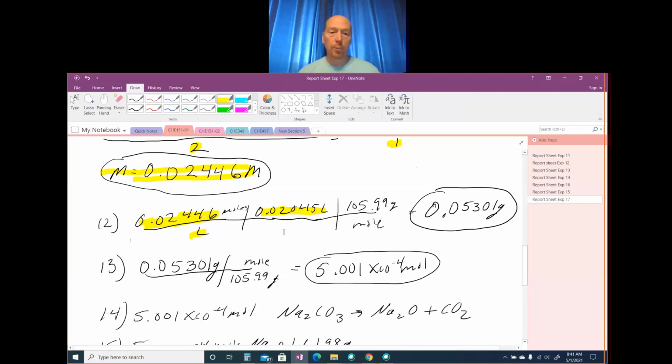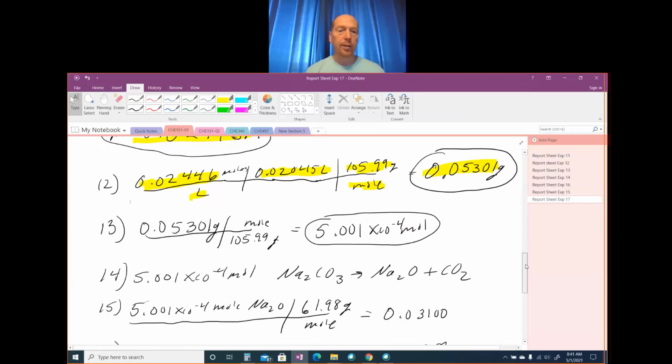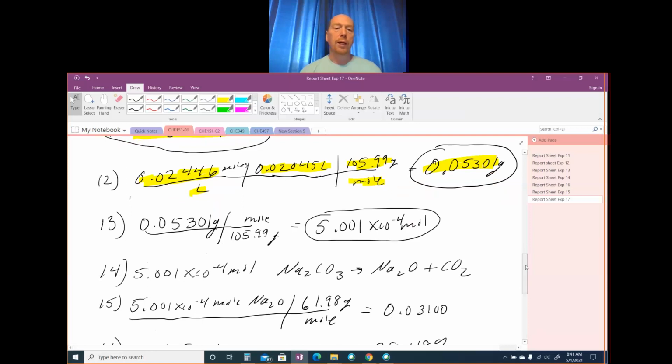It was 0.02045. We had to convert it to liters because liters cancel liters. We want the mass. So we have to use the molar mass, which is 105.99. We get our mass of pure sodium carbonate in that unknown. All right, to get moles, you take your mass, divide by your molar mass, and you have your moles. Then it asks for moles of Na2O. And so the mole ratio is 1 to 1.